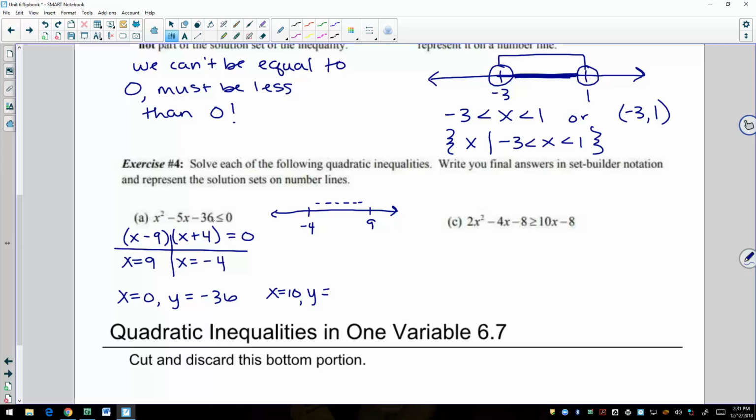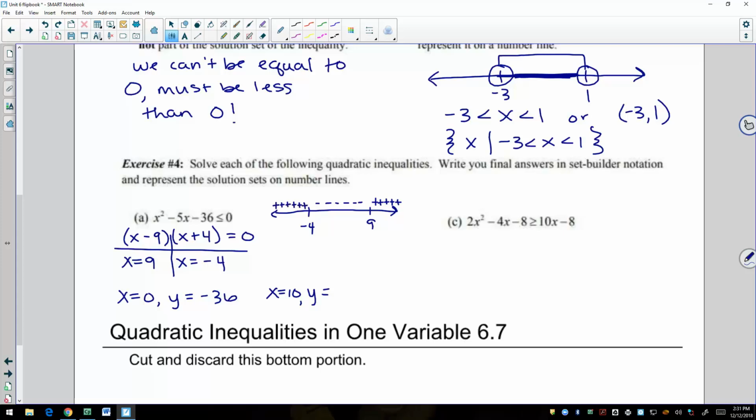That is 20 minus 6, 14. That's a positive. I really don't even care what number it is. It's just going to be a positive number. Now plug in a number on the other side of negative 4. So if you plug in negative 5, for example, I'll tell you right now, you're going to get a positive number.